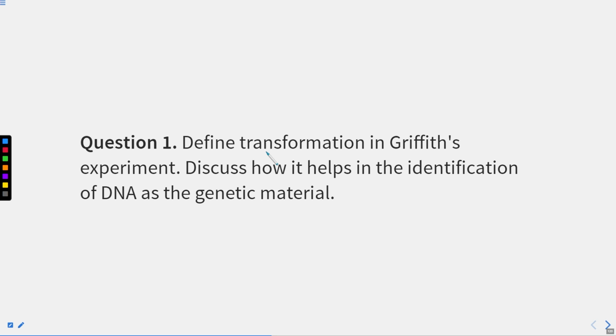Here we have to define the transformation experiment done by Griffith, and you have to discuss how it helps in the identification of DNA as the genetic material. So you already have studied about the Griffith experiment. He was working on a bacteria or pathogen known as Streptococcus pneumoniae, and this causes pneumonia.